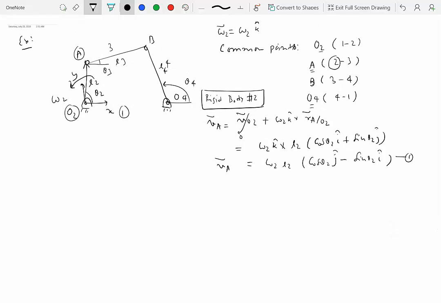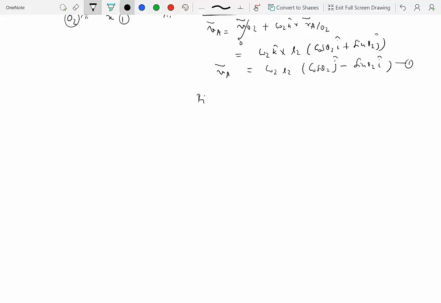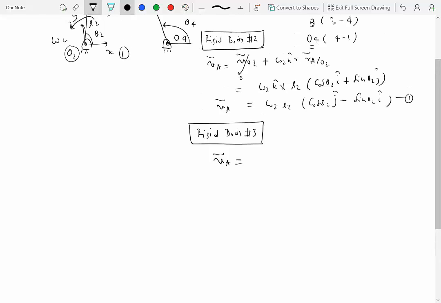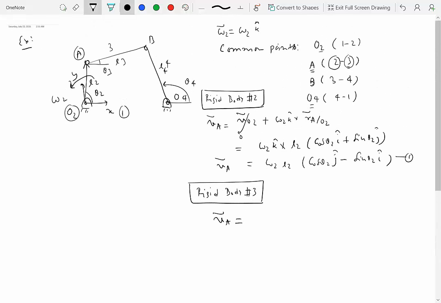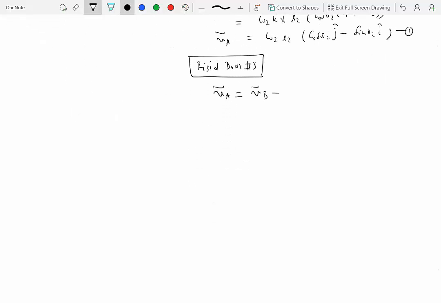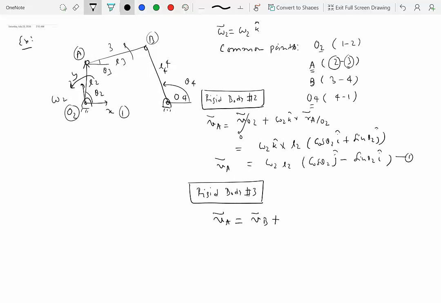Okay. Then A is also on rigid body number 3. So we'll write the velocity of A for rigid body number 3. And for that, we will write again velocity of A. But this time, on 3, the only other point we know something about is the point B, the velocity of which is not known to us, but it's okay. We'll just go ahead and write that for now. Velocity of B plus angular velocity of 3, which we don't know. So we will say this is omega 3. We also don't know the angular velocity of O4B, so we'll call it omega 4.